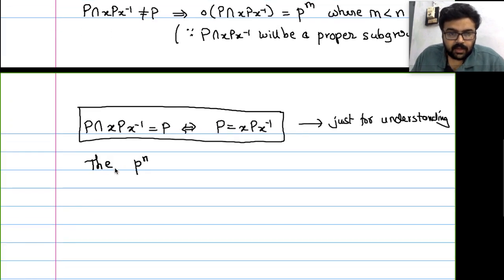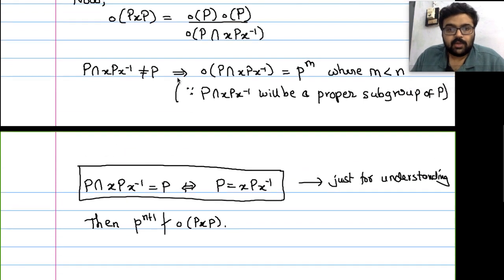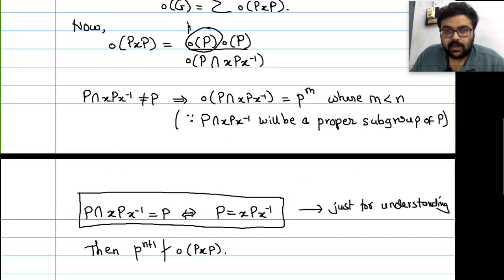Then we can say that p power n plus 1 divides the order of PxP. Why will it divide the order of PxP? Because the order of PxP, here it is p power n, here also p power n, as I said, and here it is p power m. So we will have p power n minus m.